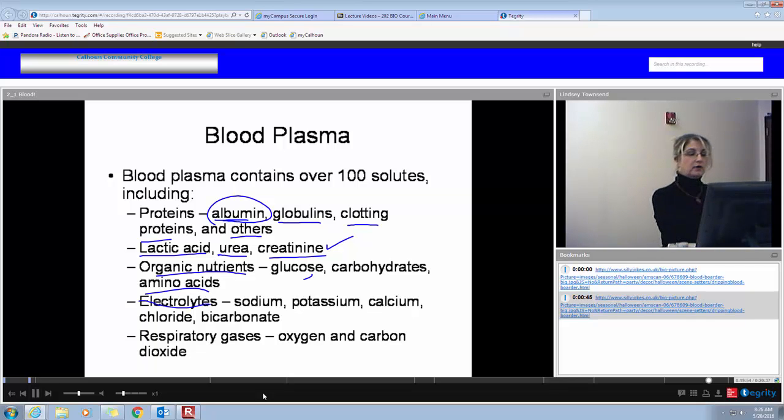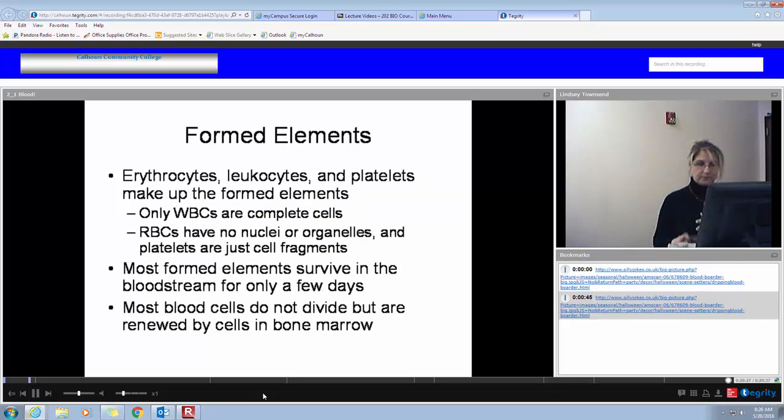Electrolytes, you remember what electrolytes are? I thought you'd never have to see this again, right? Sodium, potassium, calcium, chloride, bicarbonate. These are some of the more common electrolytes that play a role in helping to maintain fluid balance in the body. Remember electrolytes? Yeah, I know you do. And respiratory gases, of course. The blood plasma is also going to have some of the oxygen and carbon dioxide that are not bound to the hemoglobin molecule.